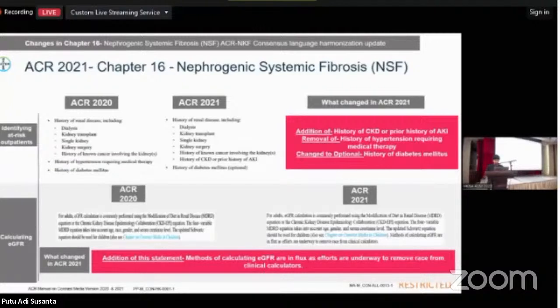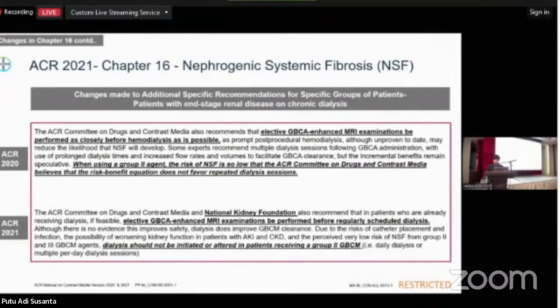For the history of renal disease, a history of CKD or AKI is included, and hypertension is removed due to a large false positive rate, and diabetes is set as an optional risk factor. And in the meantime, for patients with ESRD on chronic dialysis, there is an additional and specific statement update from ACR with the National Kidney Foundation in the 2021 version: in patients who are already on dialysis, perform GBCA-enhanced MRI before dialysis if clinically feasible.